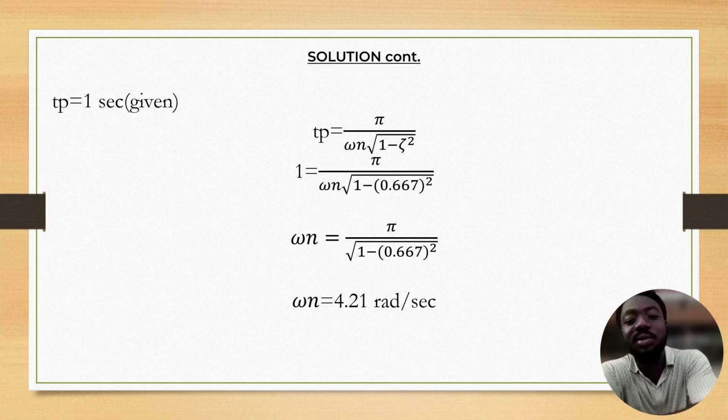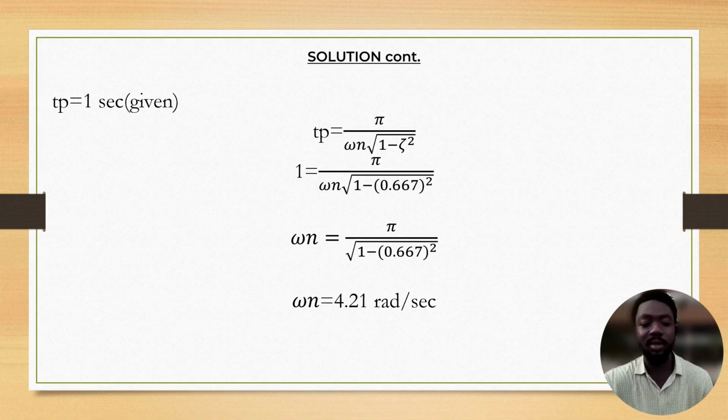Okay, so continuing from where you left off, you were given the peak time, right? Which was 1 second. Now, in a second order system, the peak time and the damping ratio are related by this equation. And also, the damping ratio was given as 0.667. Now, substituting the damping ratio into the equation, we are going to have this equation. Now we can find the natural frequency, which is 4.21 rad per second, and then we can go ahead and find the rest.